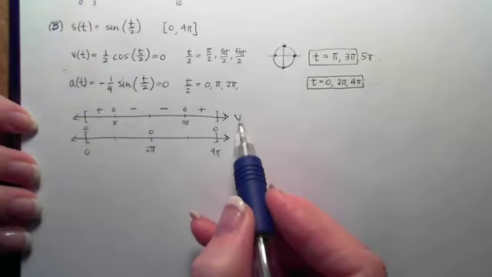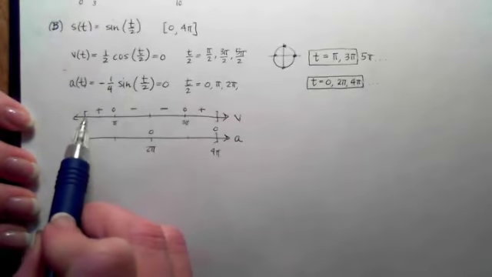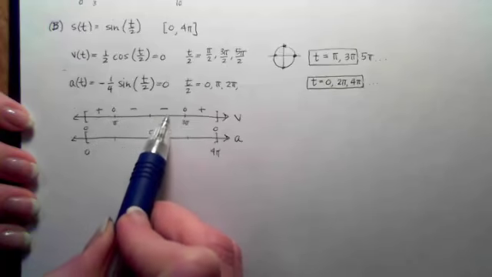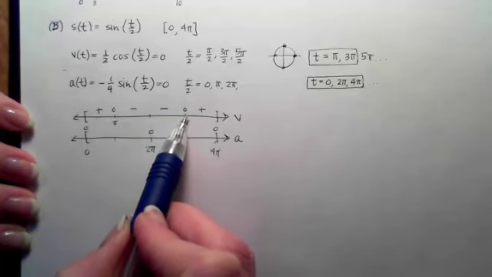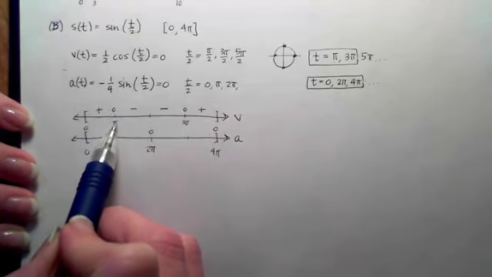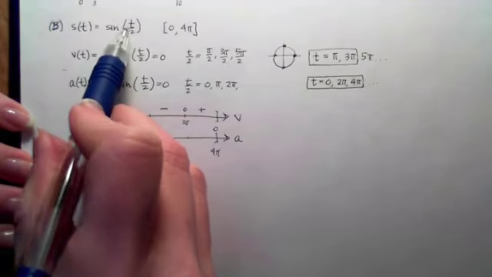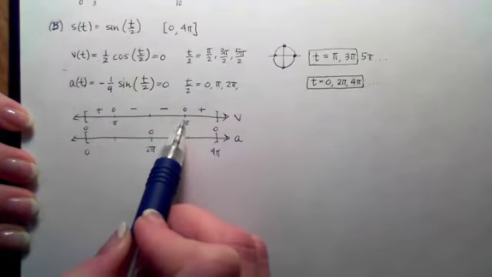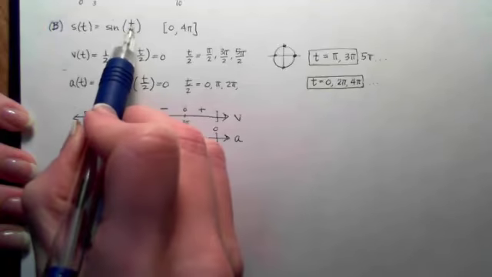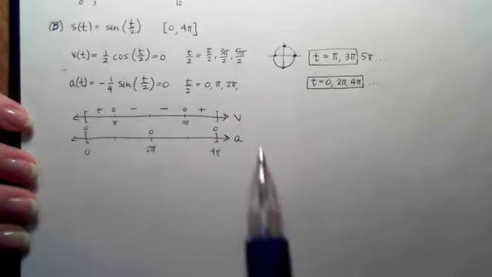So based on velocity alone, I can say that my particle is moving to the right, then it stops, then it moves to the left, and then it stops, and then it moves to the right. So I'm going to have a maximum position at pi. I could find out what it was by plugging pi into the original function, or I could find the minimum position, which occurs at 3 pi, by taking the 3 pi and plugging it into the original position function.